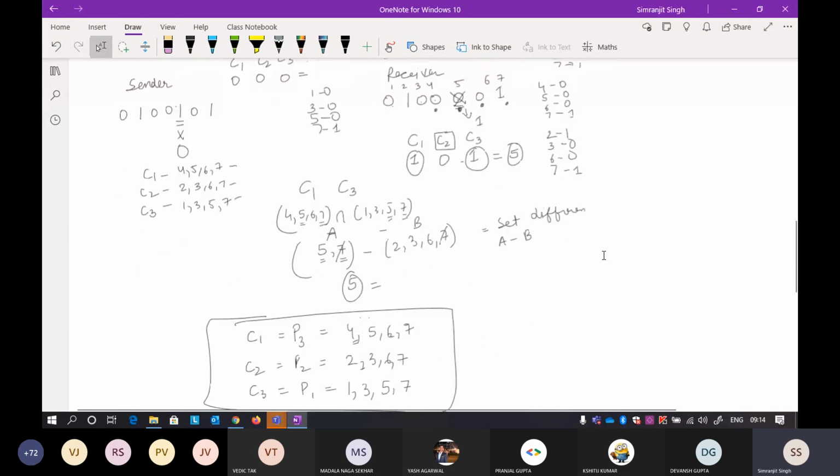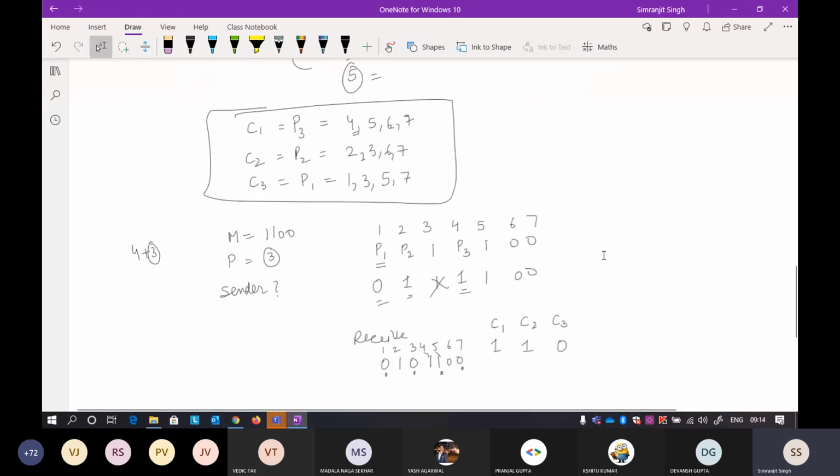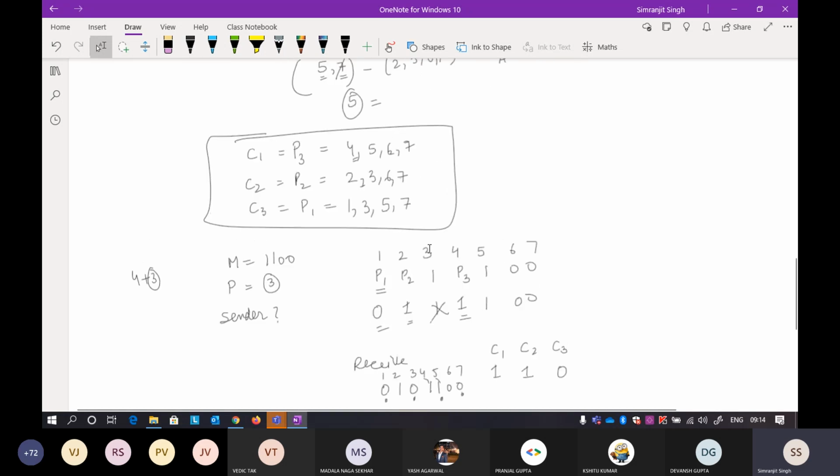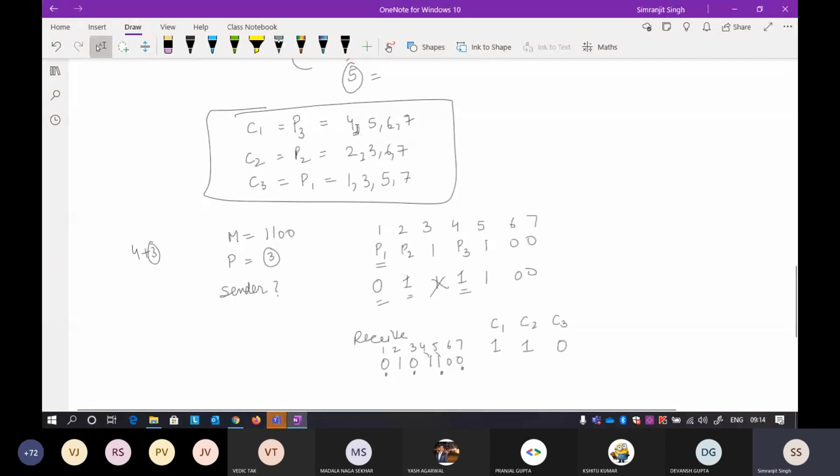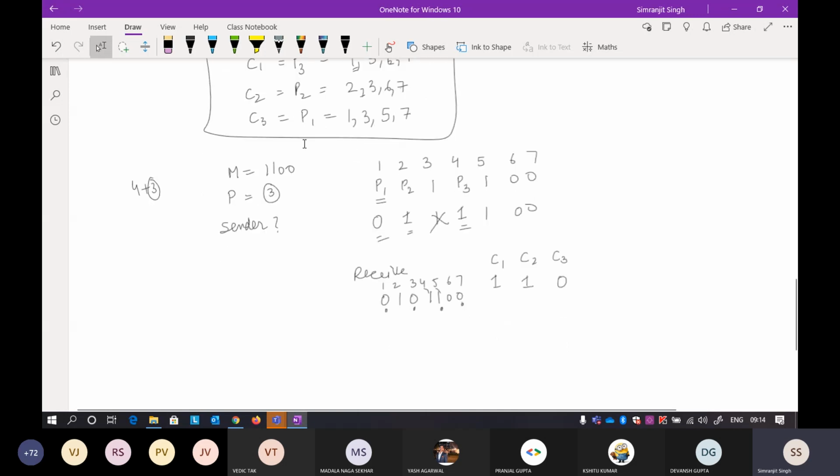Okay, so now you check it. P3 is C1. I think I've checked it correctly. So previously we did it: the fourth position is set on 5, 6, and 7, and 5, 6, and 7 is odd parity. Now you check it for the check bits.